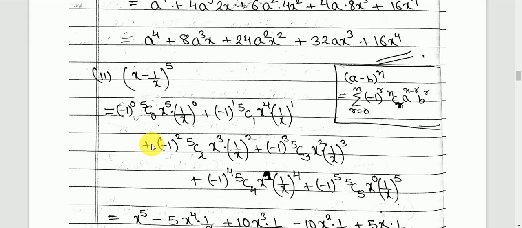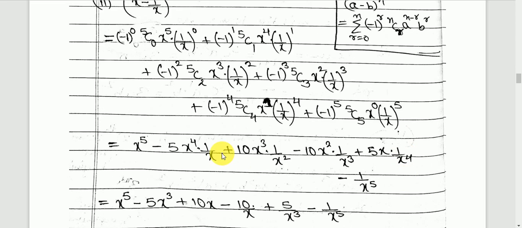Plus minus 1 to the power 2 into 5c2 into x to the power 5 minus 2, that would be 3, into 1 upon x to the power 2. And you will go on till minus 1 to the power 5 into 5c5 into x to the power 0 into 1 upon x to the power 5. And then using a calculator you can find the value of this.